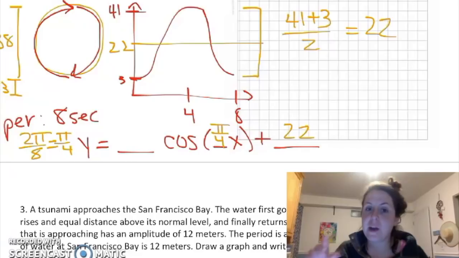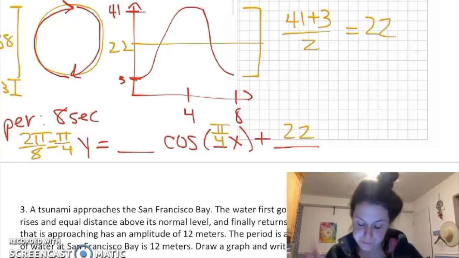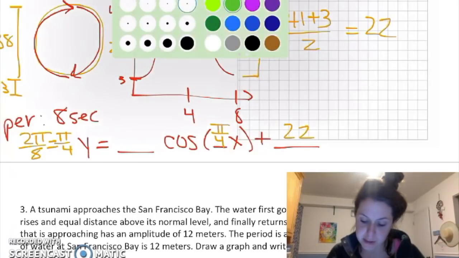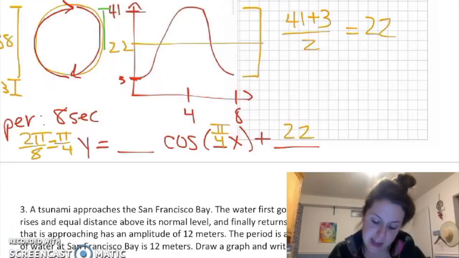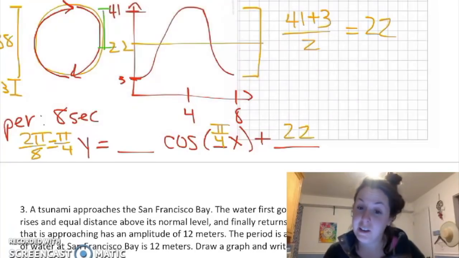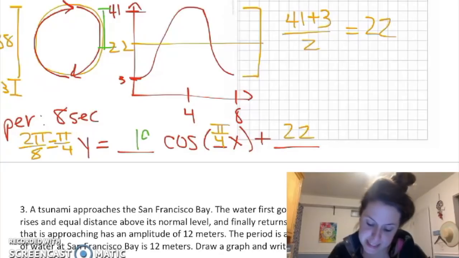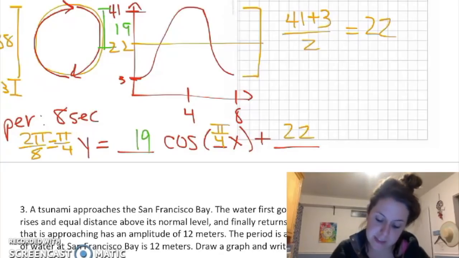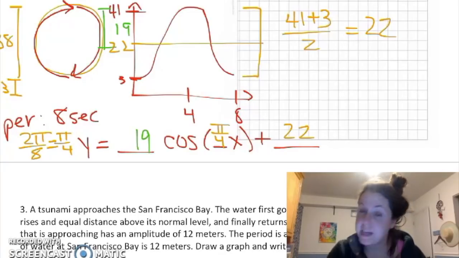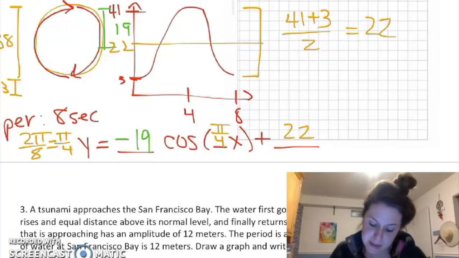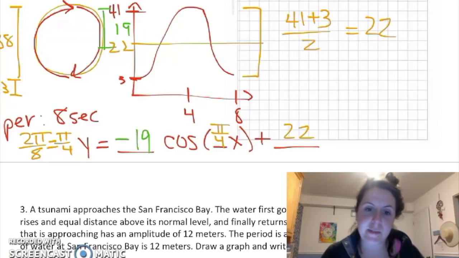And then what is your actual amplitude? That's the distance from the center to the top. If you think about the wheel, the distance from the center to the top is 19. So that's 19. Because it starts at its minimum, it's going to be negative, and that is my curve.